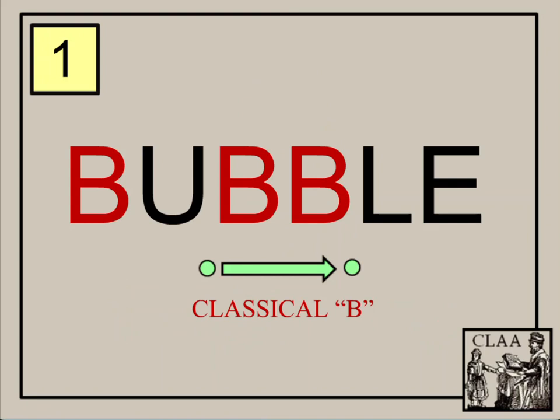The first sound made by the English letter B is the classical B sound, b, b, b. Let's read this word together using the classical sound for the letter B. Bubble, bubble, bubble. The first sound made by the English letter B is the sound of the classical B, b, b.